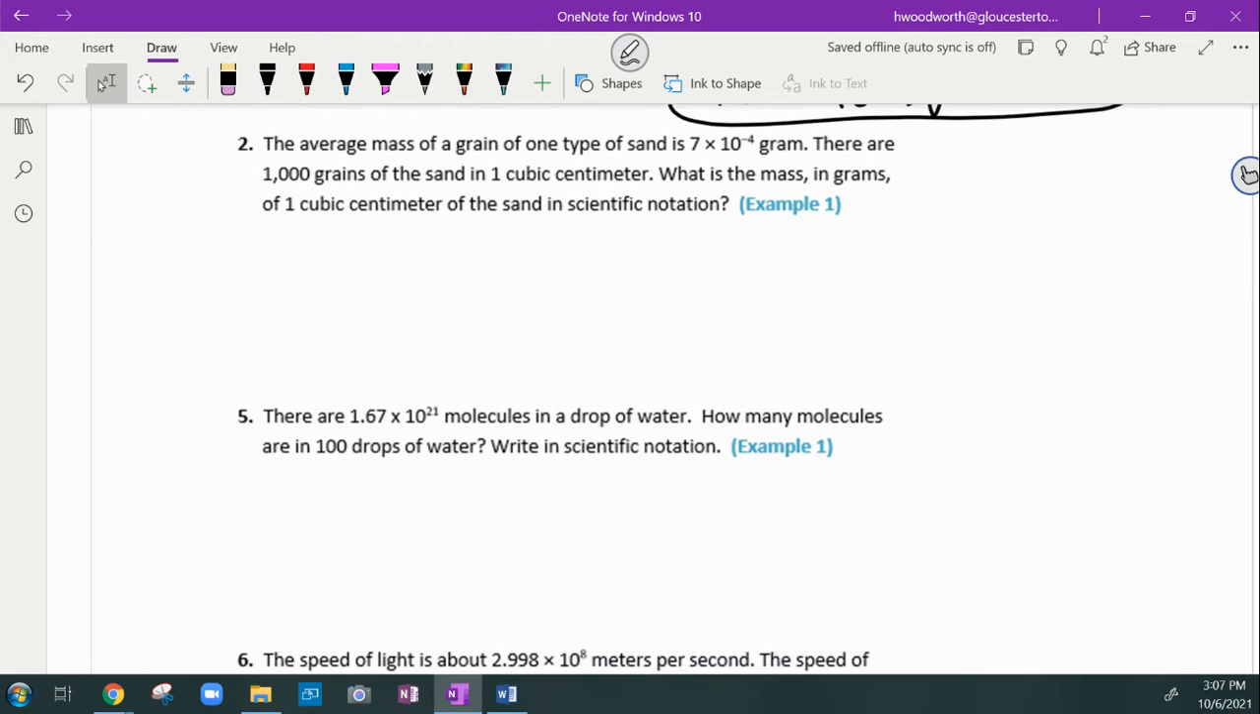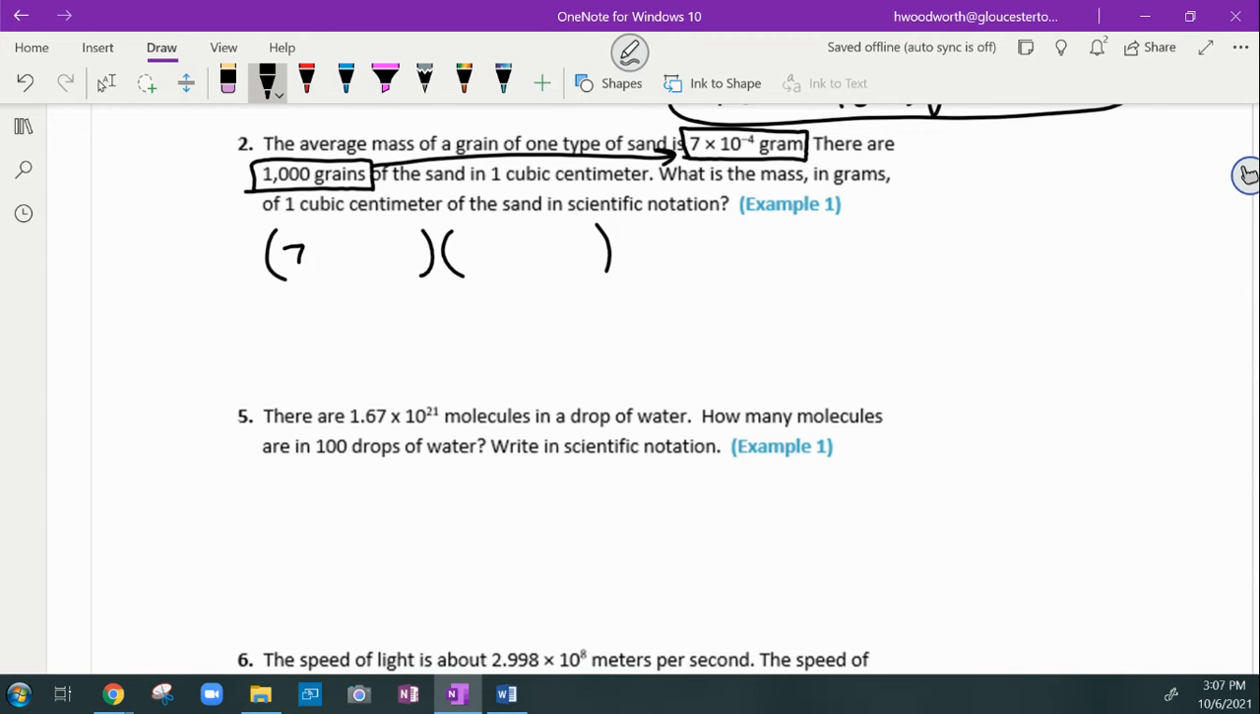All right, the average mass of a grain of one type of sand is that much. So that's one. We have 1 grain of sand, and there are 1,000 grains of sand in 1 cubic centimeter. What is the mass in grams of 1 cubic centimeter of sand? So, how many grains of sand are in 1 cubic centimeter? 1,000 grains. So now we have 1,000 of those right there. So this is a multiplication problem. We're going to set it up.